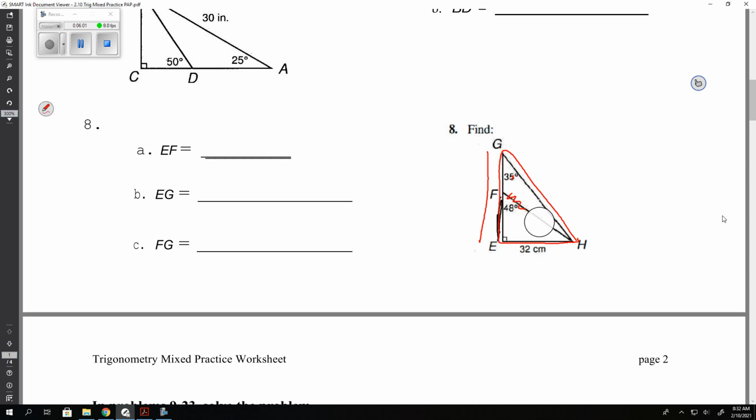But then, everybody gets hung up on this. How do I find FG? FG is just that little section right there. What should you do?